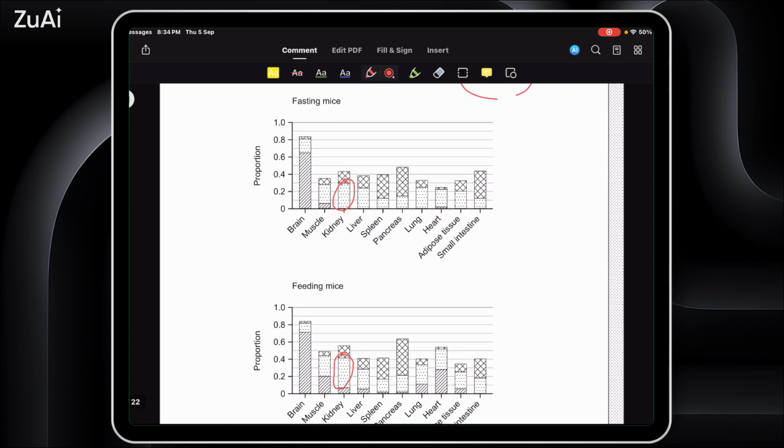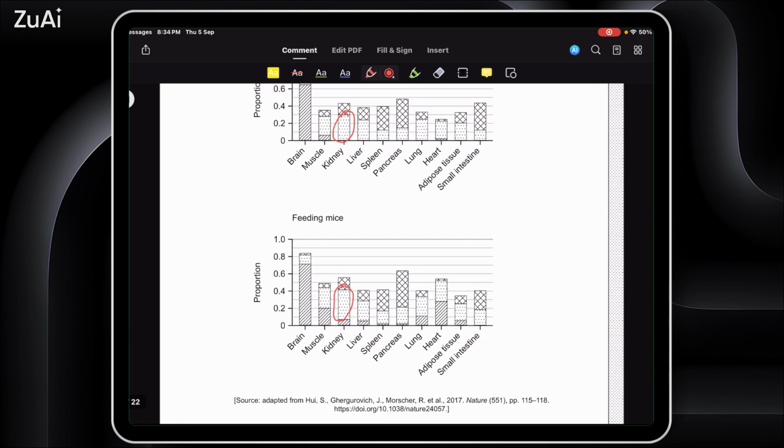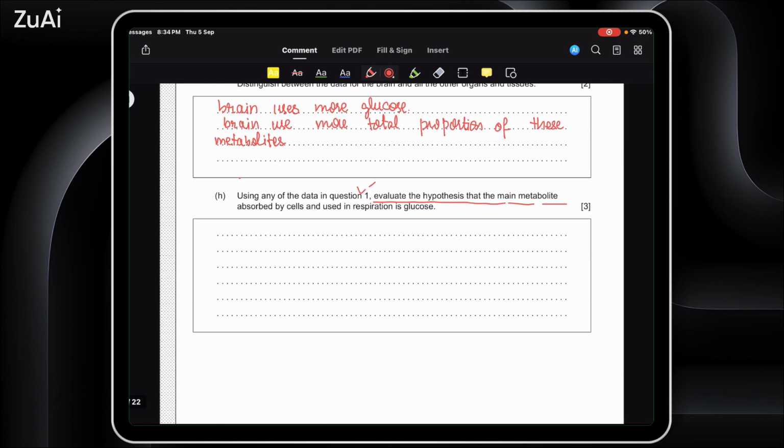So yeah, only for brain. The other ones do not support this hypothesis. So that's why we can say that the hypothesis is not supported, except for brain.